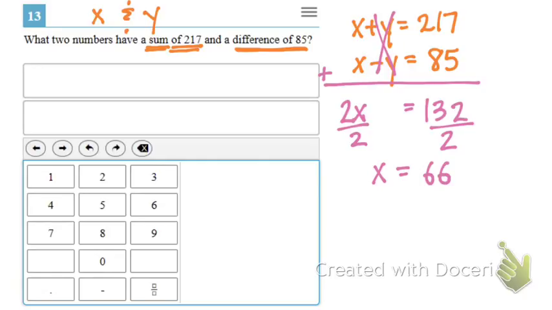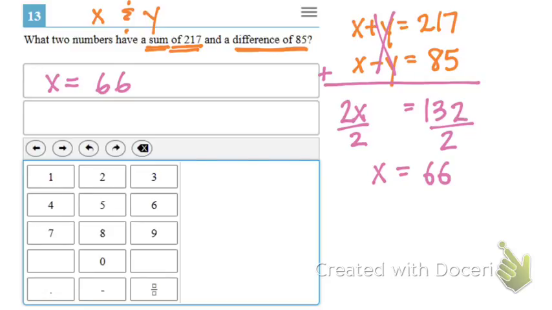Let me make sure I was doing that in my head. Yep, 66. Using your calculator is always important just to make sure and check your math. So I just found out that one of the variables is 66. So now that I know that X is 66, I can substitute that into either one of those original equations to figure out what Y is.